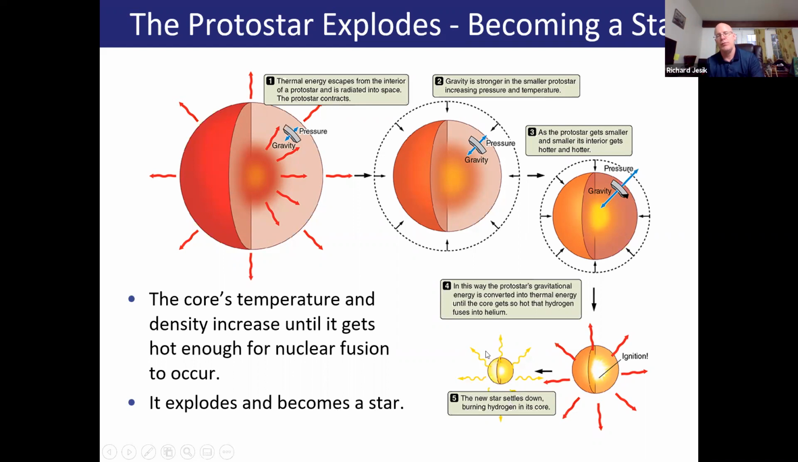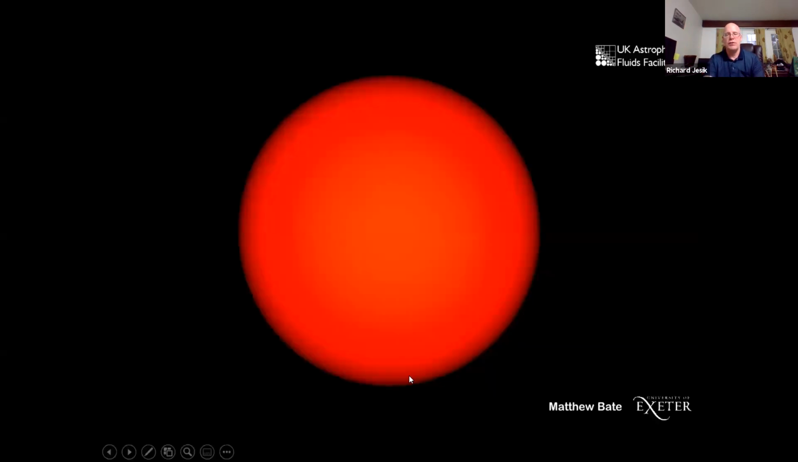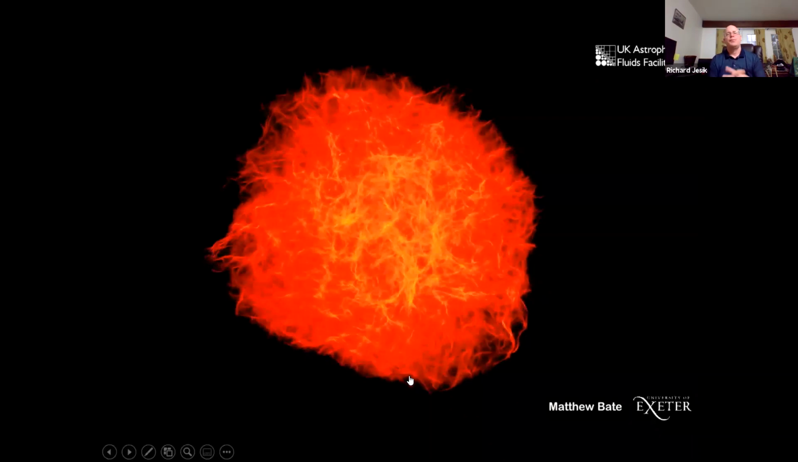We consider this the birth of a star. Before that is a protostar. When nuclear fusion turns on, it becomes a star. And it starts to emit mostly visible light. Before, it was emitting infrared light, and afterwards it emits visible light.